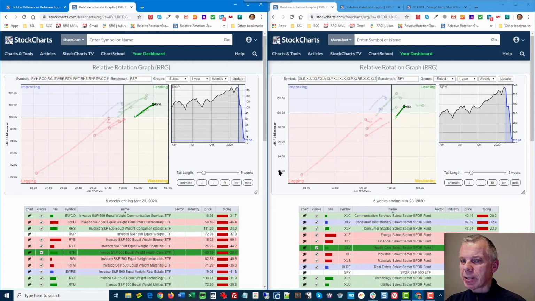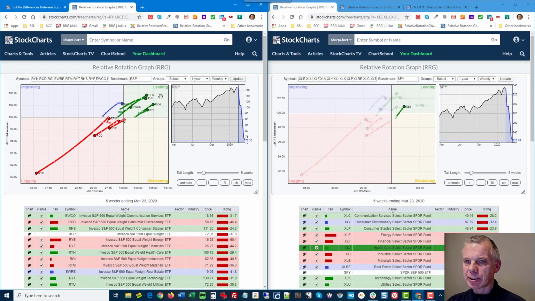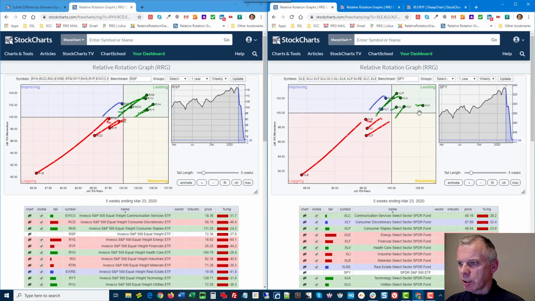But it's all about the relative position. If you look at healthcare here, it's actually the strongest in terms of RS ratio, in terms of relative strength. If you look at it on the regular one, it's still good, but it's not the strongest. So to me, this means that the big pharma is lagging behind the rest because the equal weight is further ahead than the regular one.